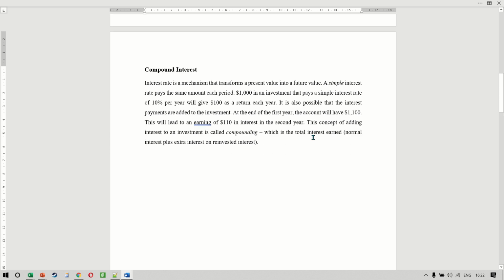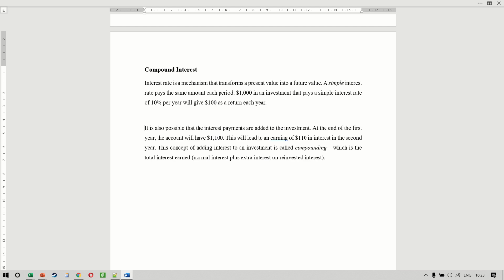Of course, we understand compound interest, which is very simple. So, an interest rate is a mechanism that transforms a PV into an FV, so a present value into a future value. And obviously, a simple interest rate pays the same amount each period. For example, a $1,000 investment will pay a simple interest of $100 a year at a 10% per year interest rate.